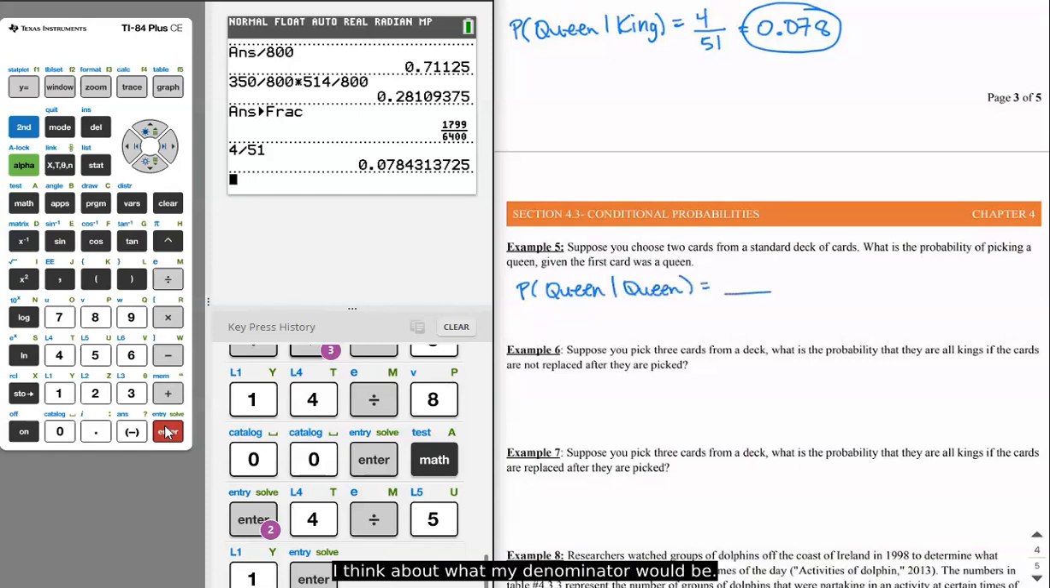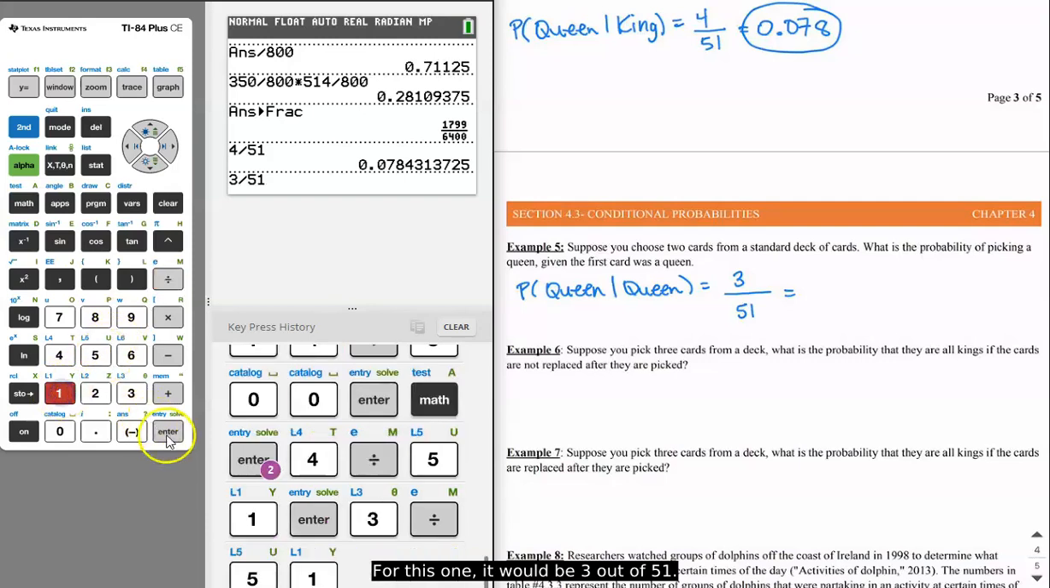I think about what my denominator would be. We start with my 52 cards. I choose a queen and set it aside, again defaulting to without replacement. So I have 51 cards to choose from. Now when I go back in to choose a second queen, I had 4 queens to start with, but now I only have 3 to choose from, since the first card that I took out was already a queen. So for this one, it would be 3 out of 51.